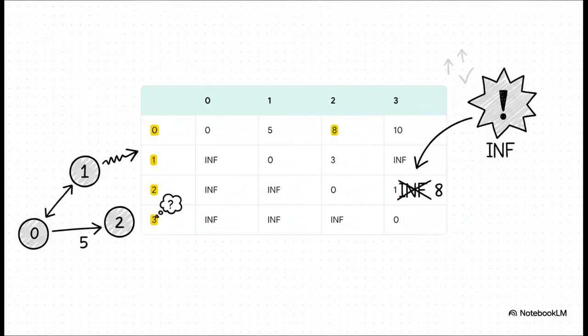And boom, our first big break in the case. We asked the question, can we find any shortcuts by using City 1 as a stopover? And the answer is yes. Take a look at the path from City 0 to City 2. It used to be infinity, but we now see that going from 0 to 1 costs 5, and going from 1 to 2 costs 3. Add them up, that's 8. And 8 is a heck of a lot better than infinity. So we update the map.